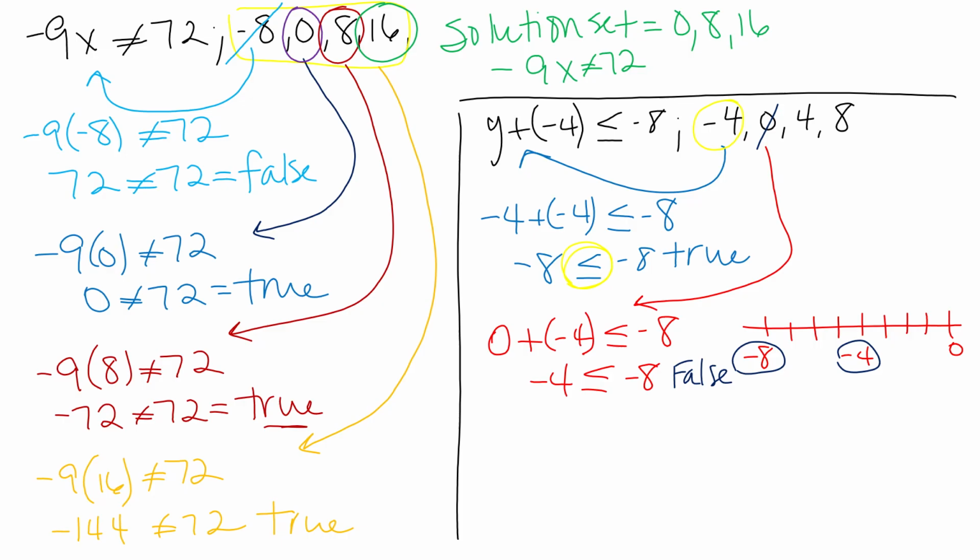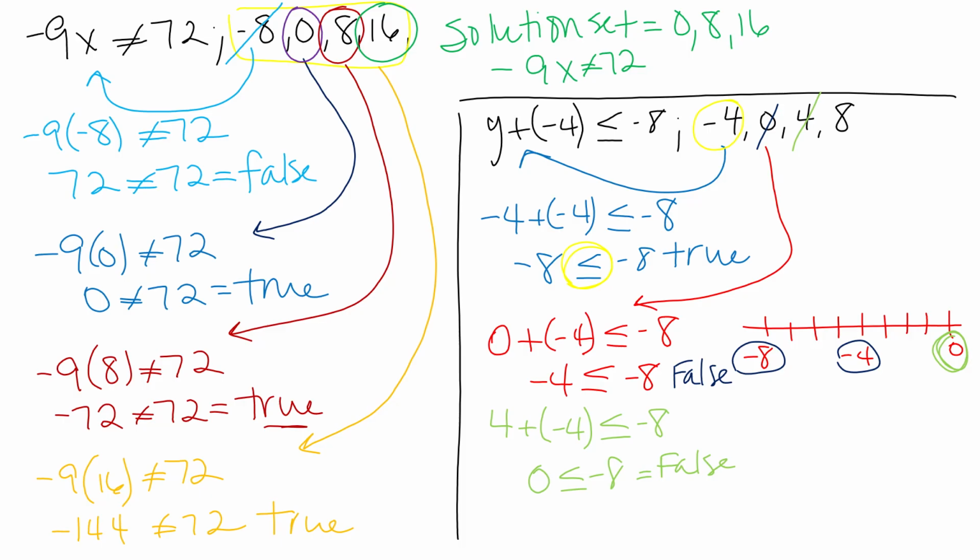Let's look at 4. 4 plus a negative 4 is less than or equal to negative 8. Well, actually, we know, based on the inverse property, that a positive and a negative integer, the same one, equals 0. So 0 is less than or equal to negative 8. And we're looking at our 0 up here. 0 is greater than negative 8, so this is going to be false. 4 will not be included.